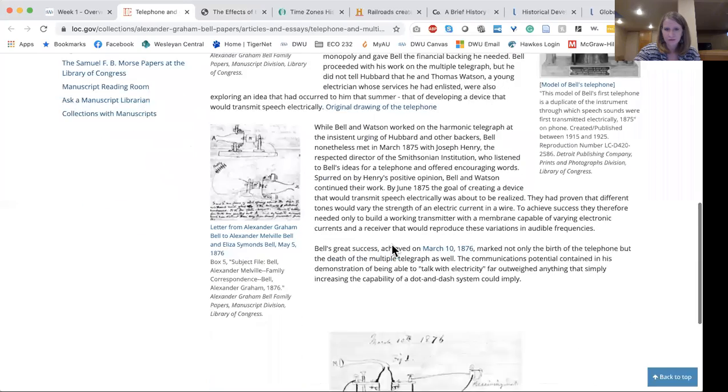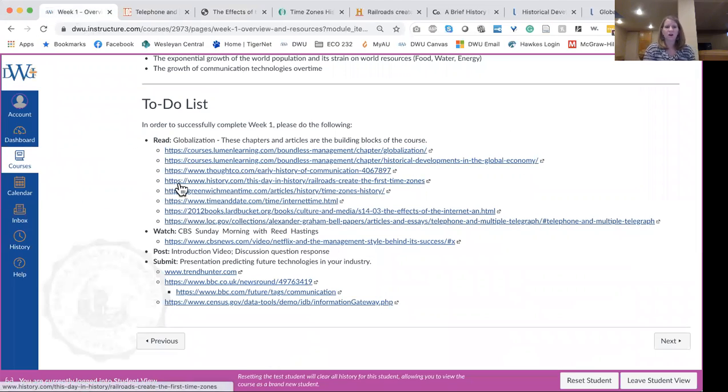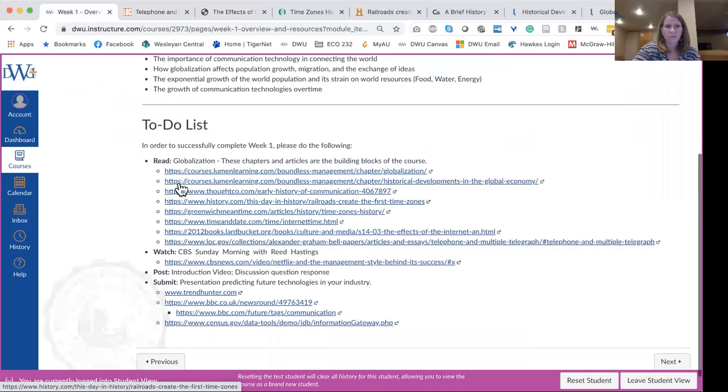And then this last one is another historical thing that looks at the telephone and the multiple telegraph. Again, not too long. So these readings are all kind of dealing with where we came from and how did we get to the point that globalization's at right now.